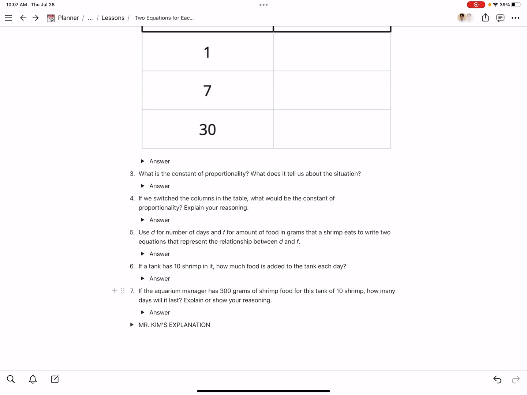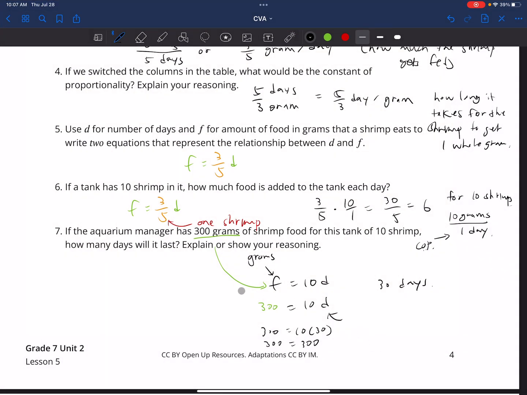300 grams of shrimp food. Oh, whoops, not 10 grams. My bad. This is not the correct answer. This is 6 grams, right? We said 6 grams per day. So my bad. It's not 10 grams per day. It's actually 6 grams per day, because that's what we said right there, right? So sorry for confusing you guys.